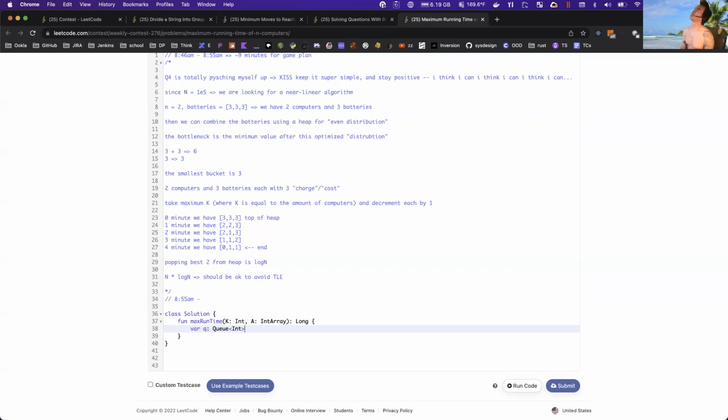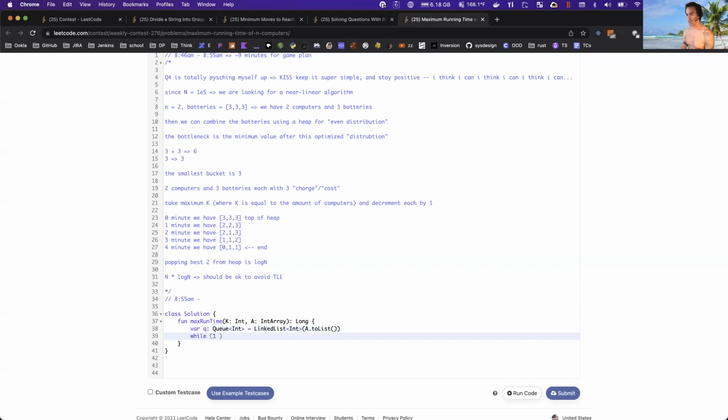Okay, this thing has a constructor. I don't think it does. I don't think Q has a constructor, but I forget. Linked list. Anything I want to stick on the Q initially? Yes, I want to stick all of A on there. A.toList.